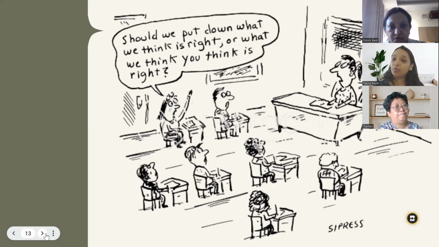Should we put down what we think is right, or what you think is right? Yes, the child is asking whether you want it from our point of view or your point of view. What is right and wrong? In our classroom, we have already decided everything. Our whole POI is set before they come.